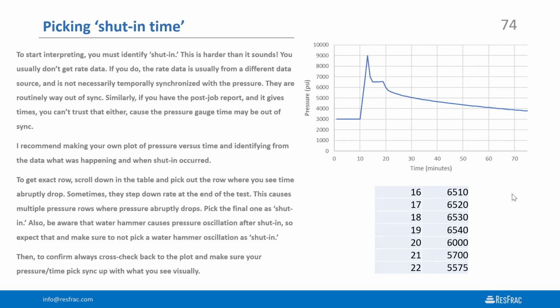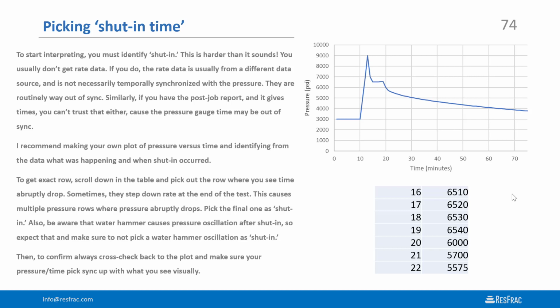First of all, when you actually get field data, it's usually pressure every 1 second, and it's usually not synced up with rate data. So you might get an Excel spreadsheet that has hundreds of thousands of rows in it, and it has just columns for pressure. And so when you start doing an interpretation, you have to identify shut-in, right? That's a pretty fundamental thing to start doing things like calculating the G-function plot, making plots. You have to find the point of shut-in. It's harder than it sounds.